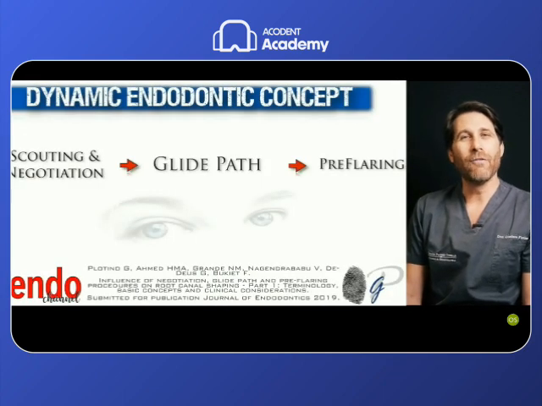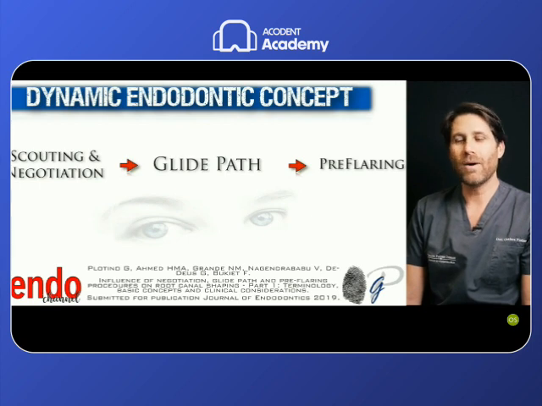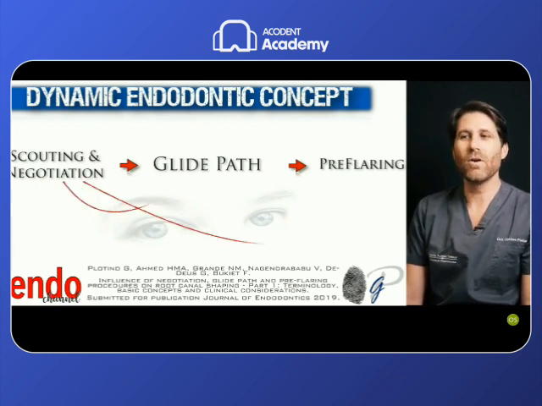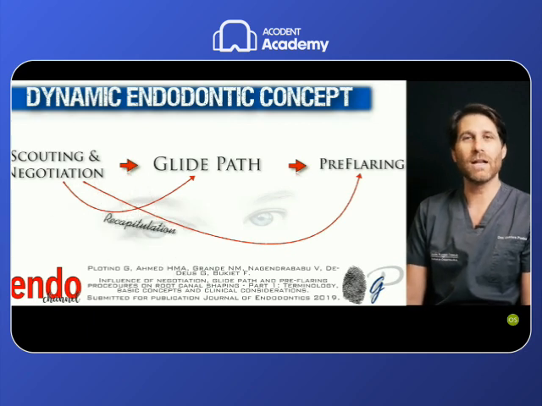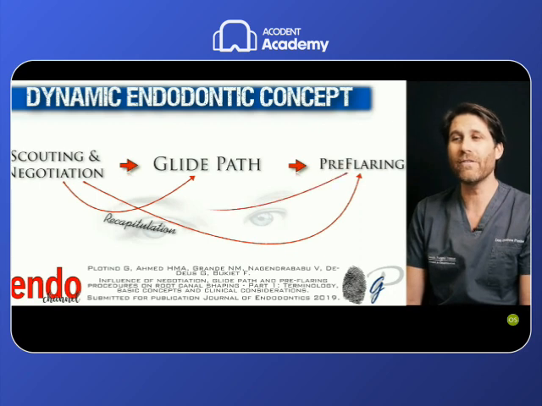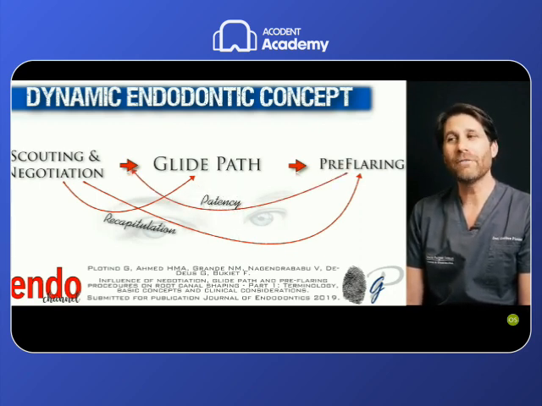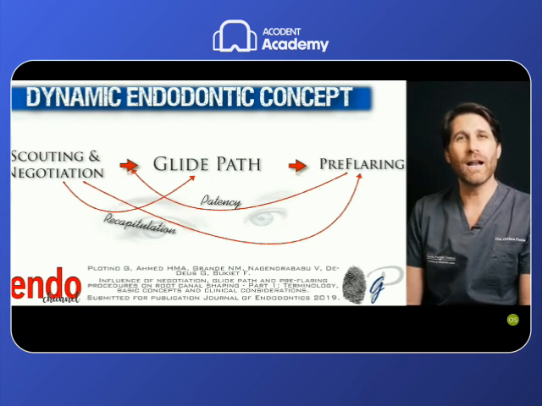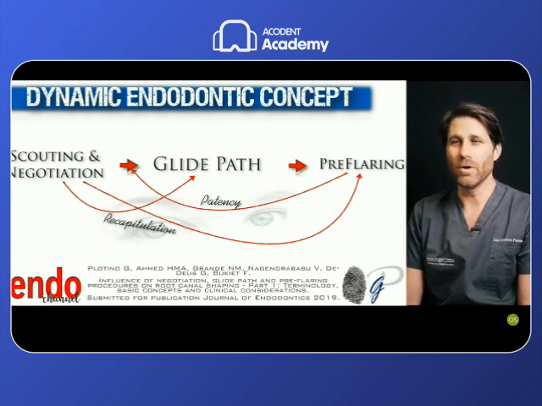As I have always underlined, speaking about dynamic endodontic concept concerning the scouting and negotiation, glide path, and preflaring phases, these phases can also be interchangeable. For example, the scouting and negotiation can be performed at the beginning to study the root canal anatomy, or can be performed also during the glide path preparation, the preflaring preparation, or during the instrumentation for obtaining the recapitulation. But also the preflaring phase, for example, can be performed after the glide path or before the glide path as a coronal preflaring if we need to obtain an apical patency that is difficult to obtain.